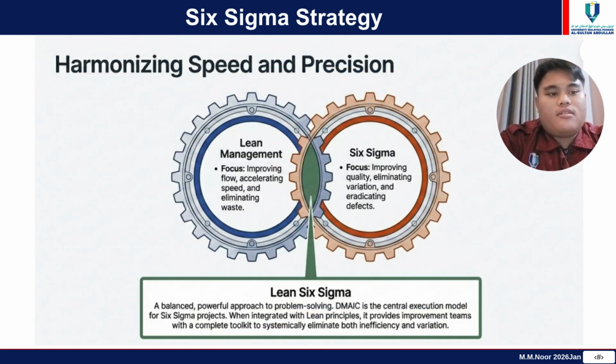In modern industrial applications, you will frequently hear the term Lean Six Sigma. It is important to understand how these two methodologies harmonize. On the left gear, we have Lean Management, which focuses on improving flow, accelerating speed, and aggressively eliminating waste. On the right gear, we have Six Sigma, which focuses on improving quality, eliminating variation, and eradicating defects. When you bring these two together, you get a balanced, incredibly powerful approach to problem solving.